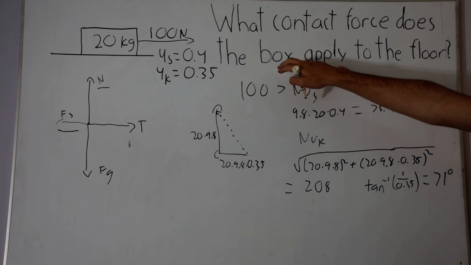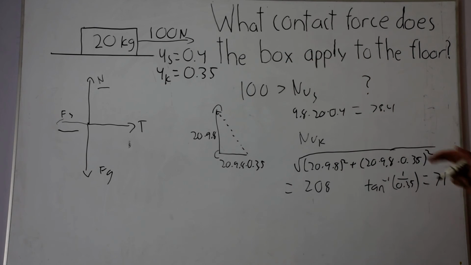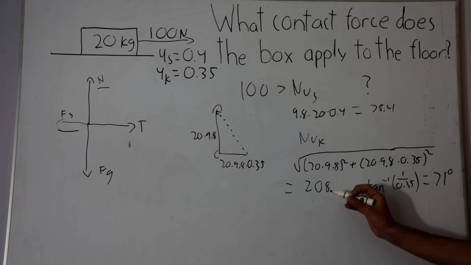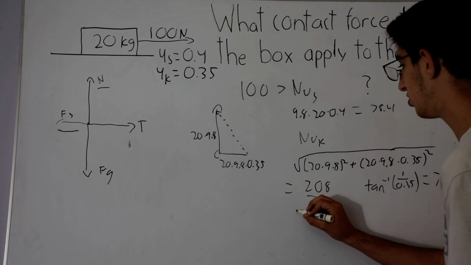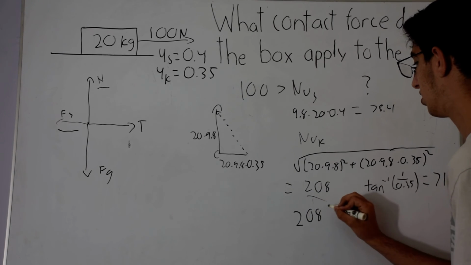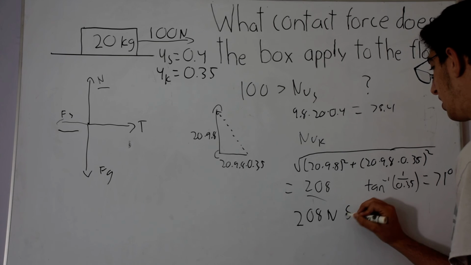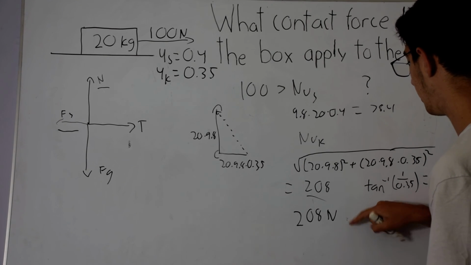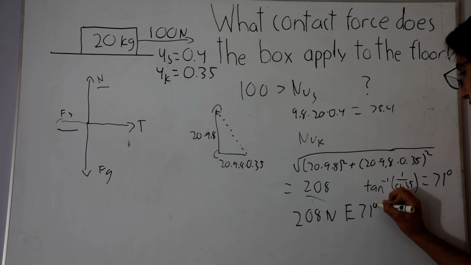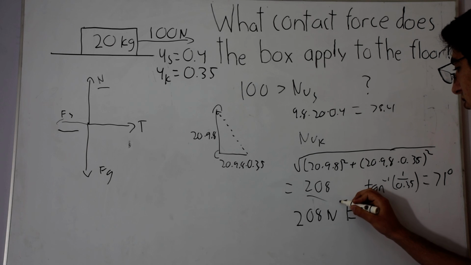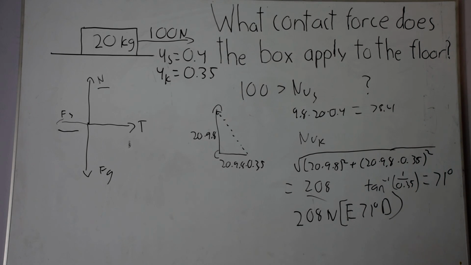But the question is asking us, what force is the box going to do to the floor? Which is going to have the same magnitude, but it's going to be in the opposite direction. So if the floor does a force west 71 degrees up, the box is going to do a force east 71 degrees down. So the box will do a 208 Newton force east, because the opposite of west is east, 71 degrees down. Okay? And that's our answer.